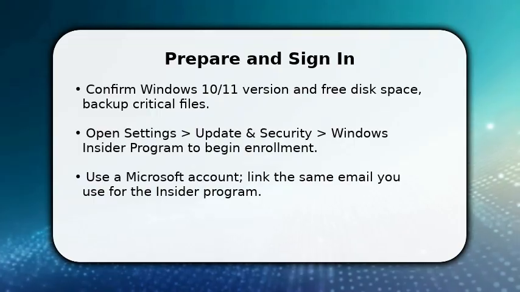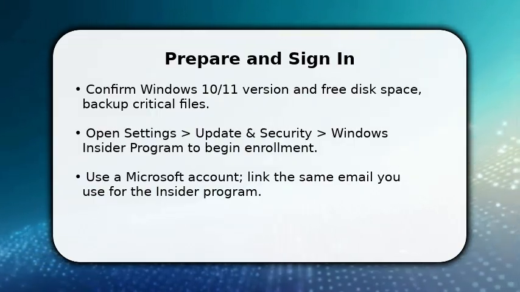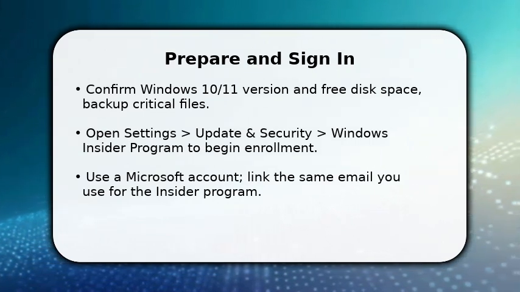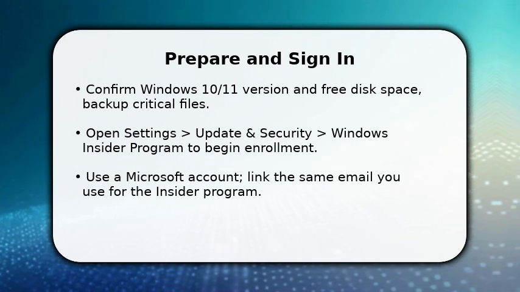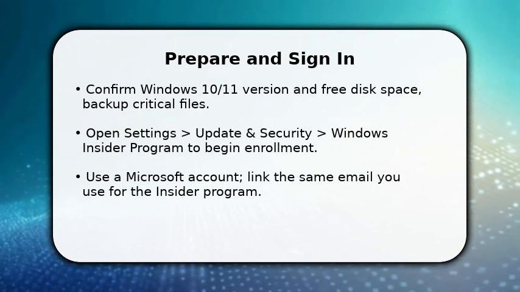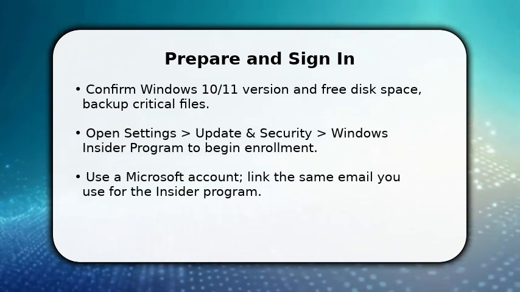Enjoy the video. You start by verifying readiness. Check your Windows version, free disk space, and a quick backup so you can roll back if needed. Once done, open Settings, go to Update and Security and click Windows Insider Program. This is the direct path to enroll.